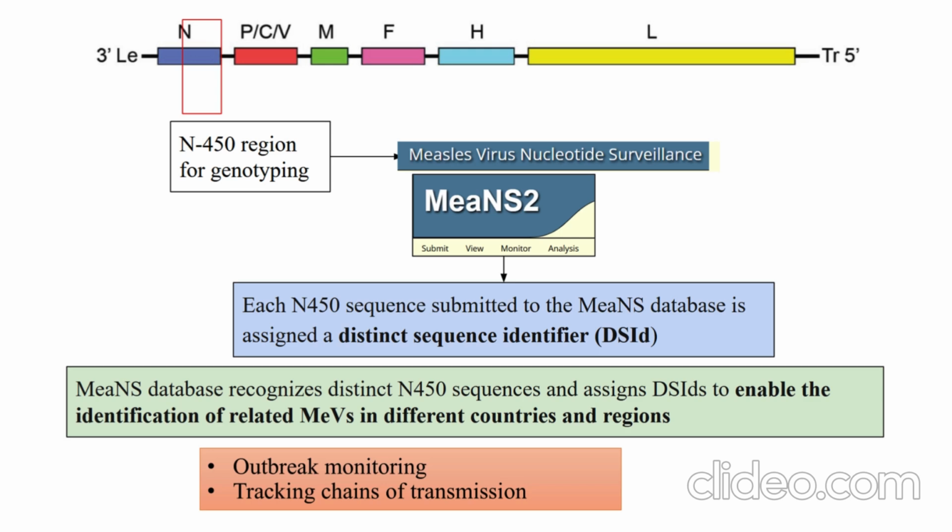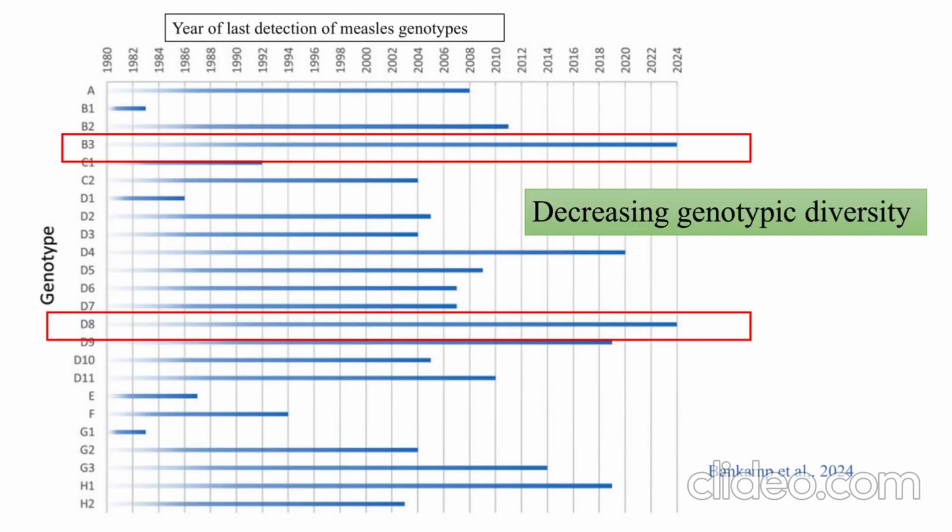Okay, this is fascinating. If N450 is the standard, why isn't it always enough? You hinted that our success is actually creating a new challenge. You got it. That's a really important point. Because global vaccination has been so successful, we've drastically reduced the number of circulating wild-type genotypes. Fewer strains around. Exactly. For instance, since 2021, really only 2 genotypes, B3 and D8, have been consistently detected globally.